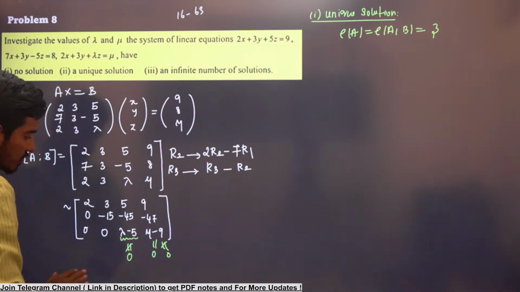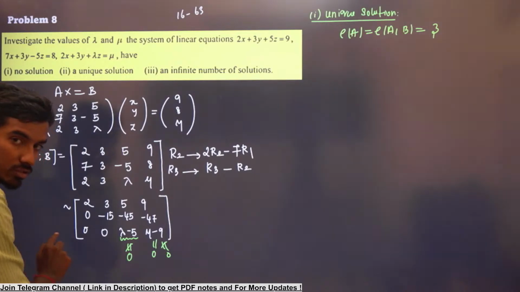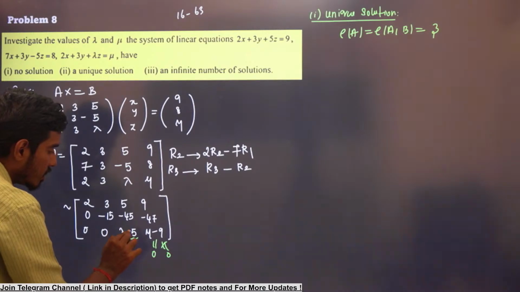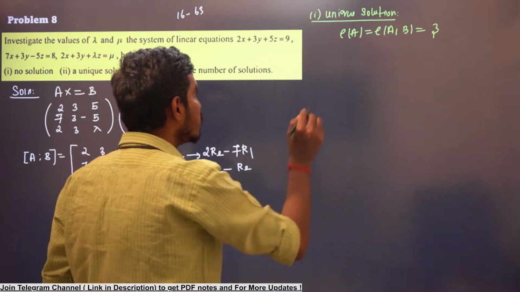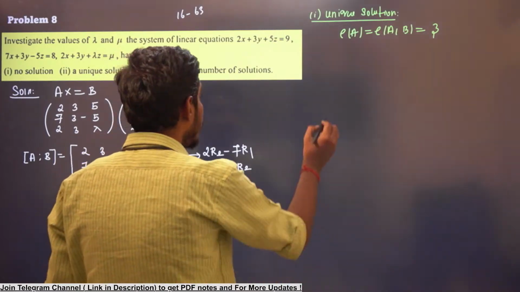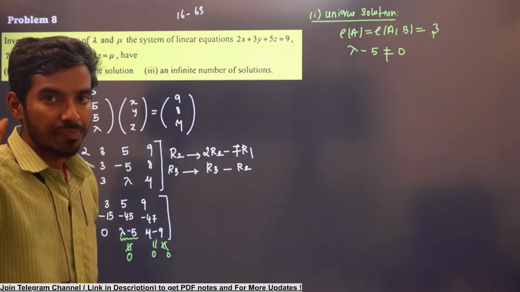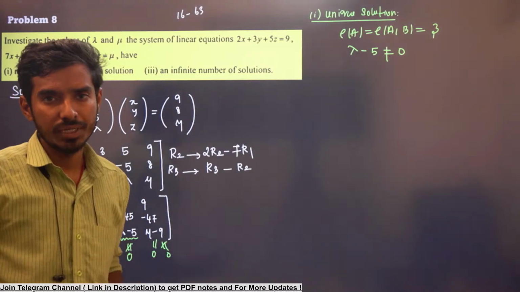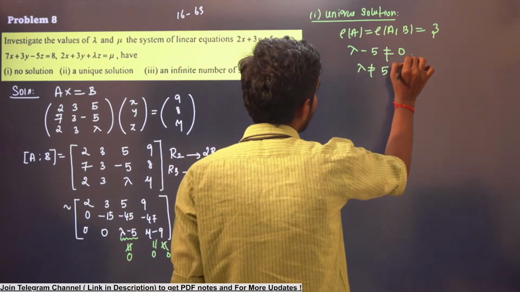If this number is non-zero, what will be the rank of A? It will be 3, because this number is non-zero, so this is a non-zero row. Regardless of this number, since this number is non-zero, this entire row is non-zero. So the only thing is, for a unique solution, the rank of A and the rank of A comma B both have to be equal to 3. Lambda minus 5 should not be equal to 0. If this happens alone, then this will always have a unique solution. That is, lambda should not be equal to 5.